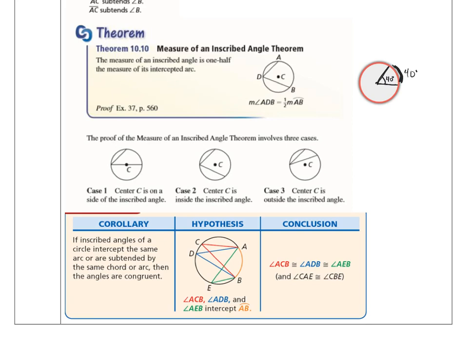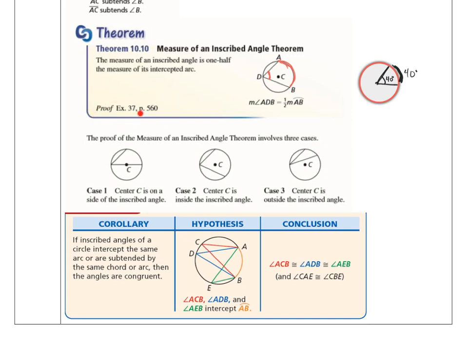Well, something different happens with an inscribed angle. With an inscribed angle, this angle will be 1/2 the whole arc. Notice it can't be the same because you're moving it out further. Think of it as changing this angle by pushing this vertex way out to here. It's changing the angle, but what ends up happening is it's going to be half the intercepted arc. So angle D is equal to 1/2 arc AB. And if you really want to see a proof of this, it's on page 560 of your textbook.